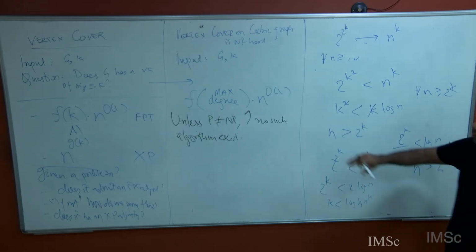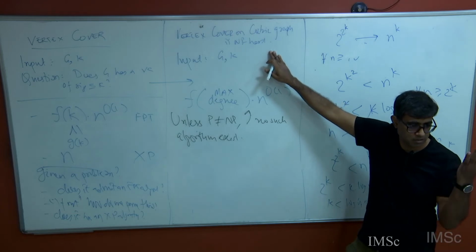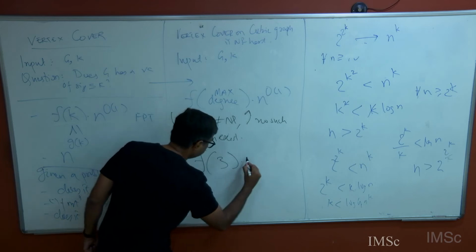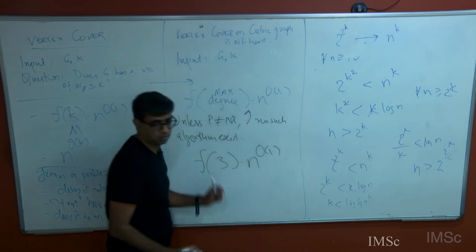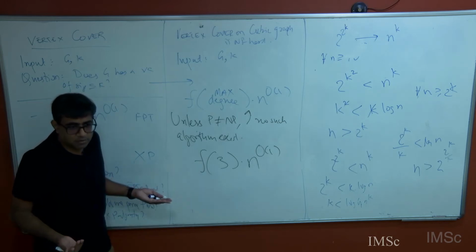Right? So can I solve this problem in polytime? Because what is the max degree of a cubic graph? 3. So what is this? f of 3 times n to the power big O of 1 is what? Is it not polynomial time? Because not possible, no? Okay, great.